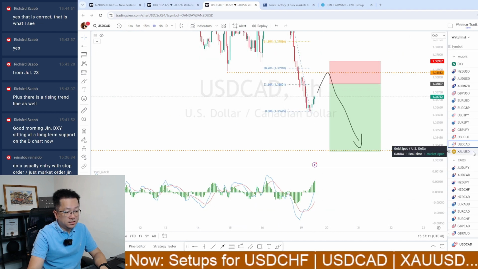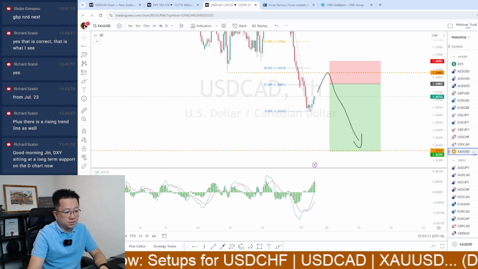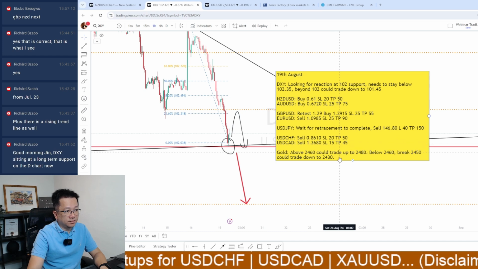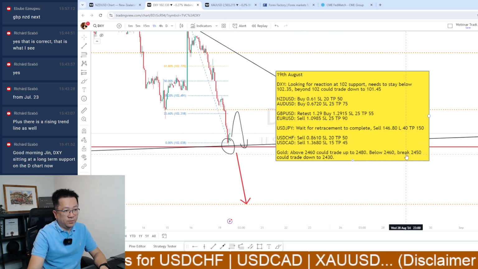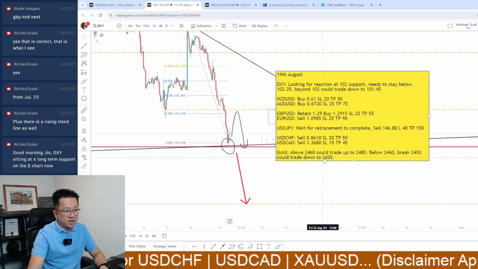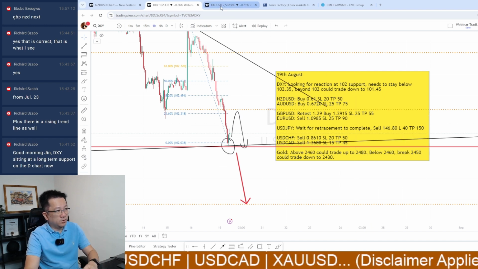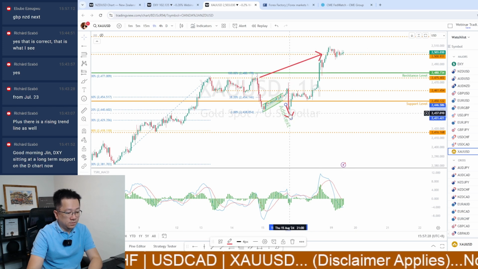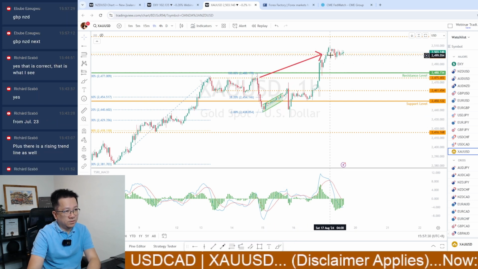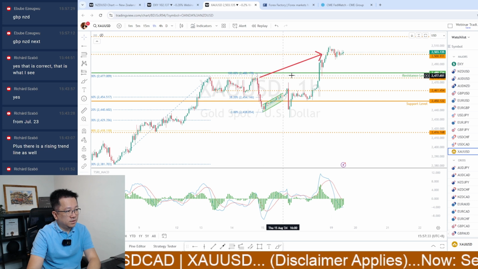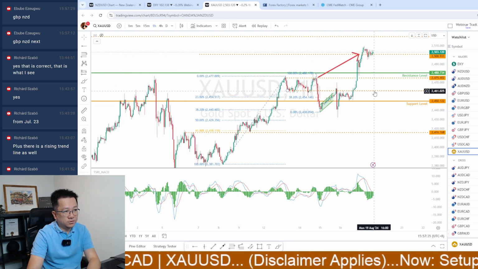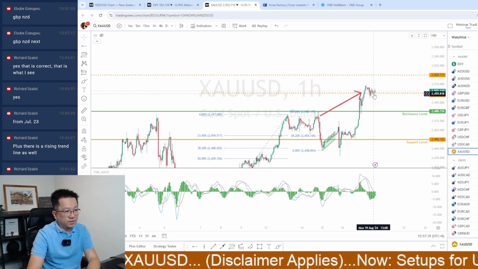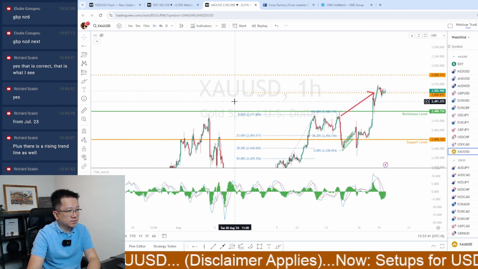Then lucky last onto gold. We see that we talked about this on gold. Break above 2450 could trade down, but then we were also talking about the 2500 level. All right, so we saw that up to that 2500 that we were talking about before. Too many lines, take some of this away. 2500 hit, consolidating at that point.